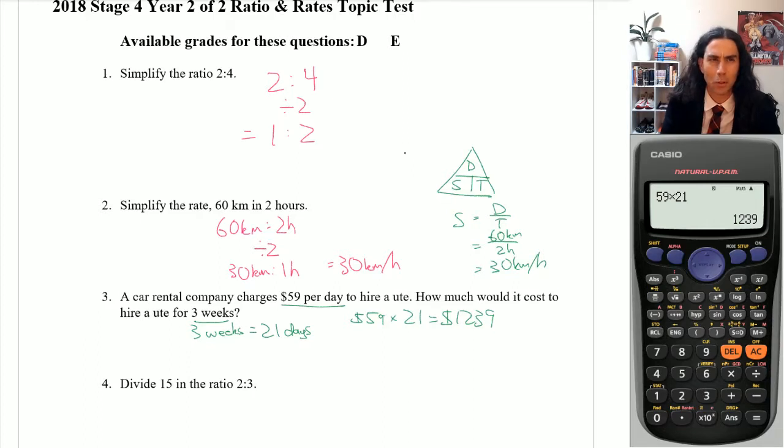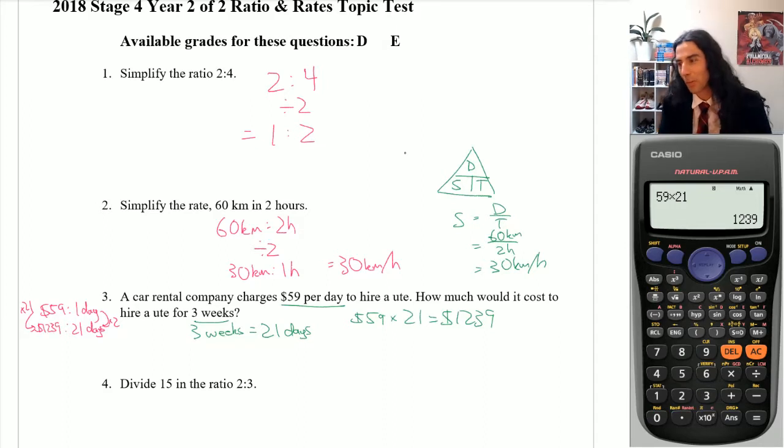Okay, but let me do another way of doing it. Ratio way, 59 for 1 day. And we need to get that up to 21 days. So times that by 21, times that by 21, 21 by 59, 1,239. That's the ratio way. If you want to do it that way, fine. Answer's the same. D level, all you need is the answer.